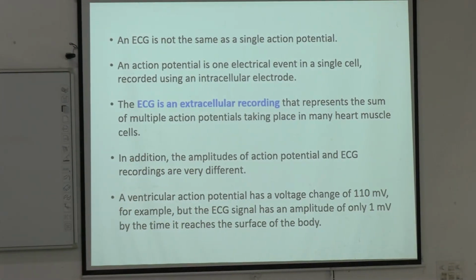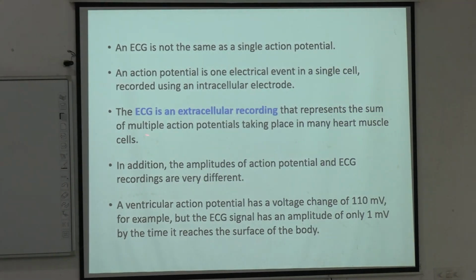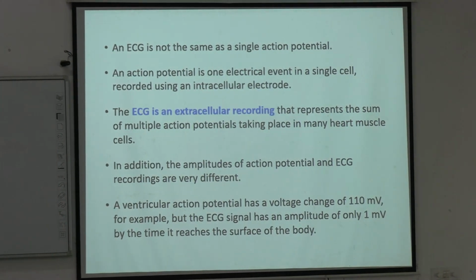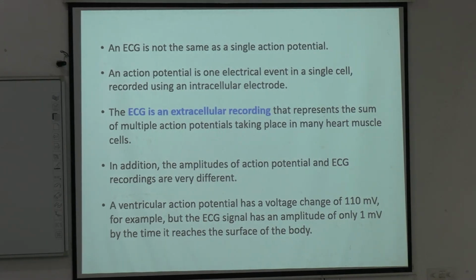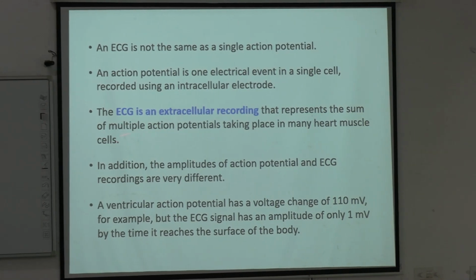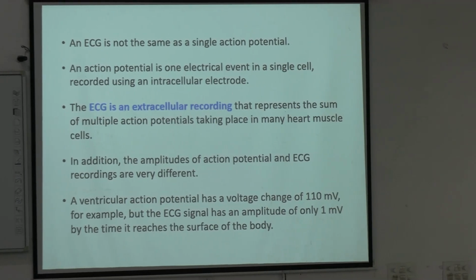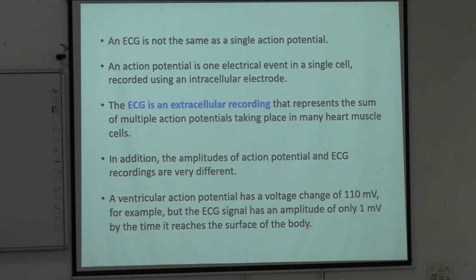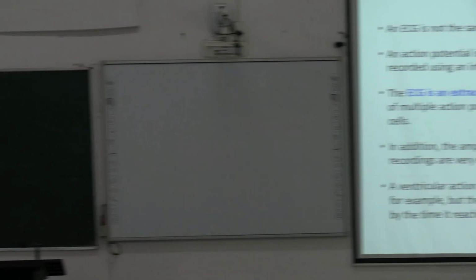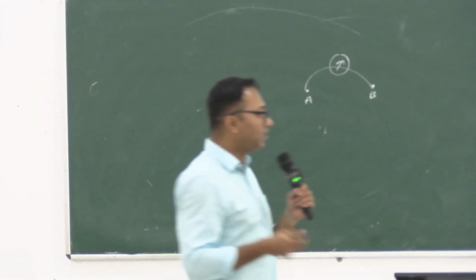Okay, and vectors and all this has already been discussed in the previous class. And remember this: an ECG is an extracellular recording that represents the sum of multiple action potentials taking place simultaneously in cardiac muscle, right? So this line is very important. Okay, remaining things you know. So that is the difference between ECG and action potential. An action potential is not an ECG, and an ECG is not an action potential. An ECG is the sum of all action potentials happening in the heart, right?